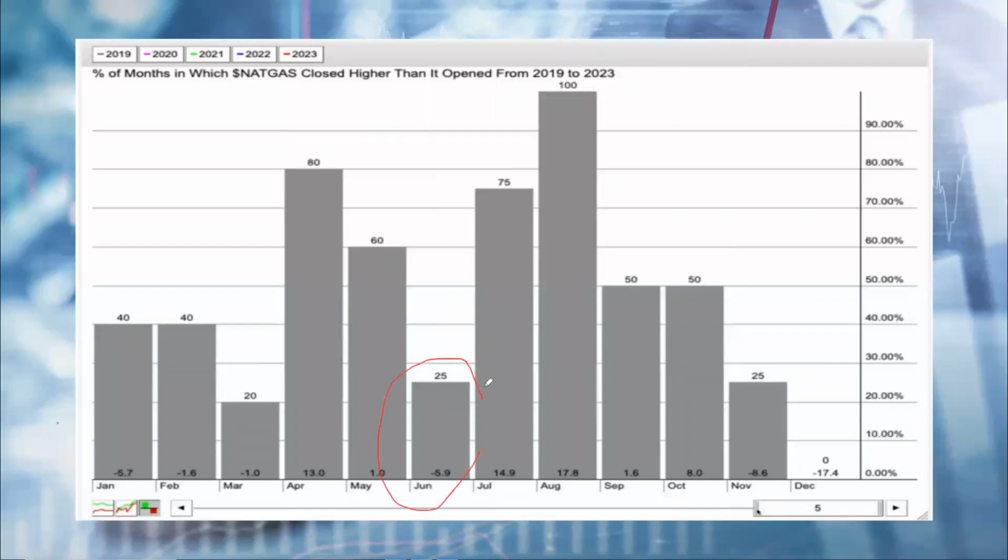Look at this. 25% of the time, natural gas has closed higher than it opened. Meanwhile, in April, and I showed you guys that really good April video, April was a whopping 80% of the time, and we did actually see natural gas close higher than it was in April. So, if we're going to use seasonality from short-term history's perspective from 2019, June does not look like a very good month. Now, short-term wise, July appears to be a pretty good month. About 75% of the time closing higher.